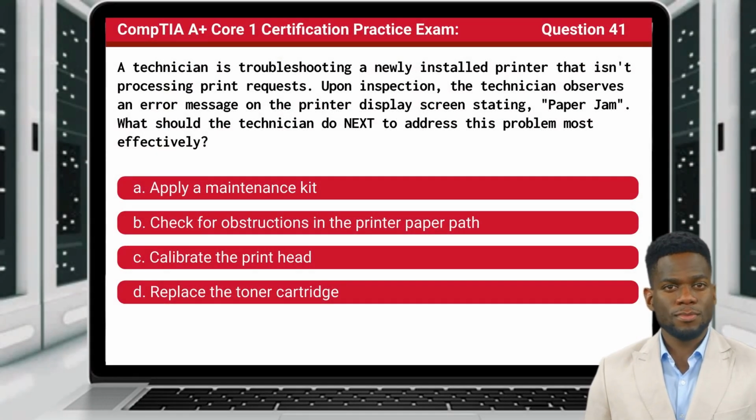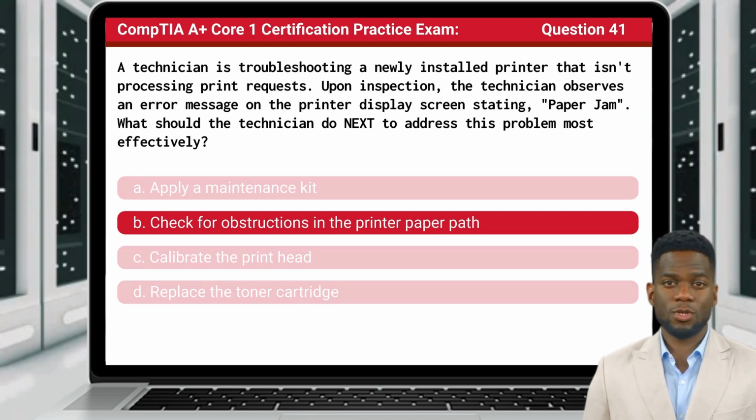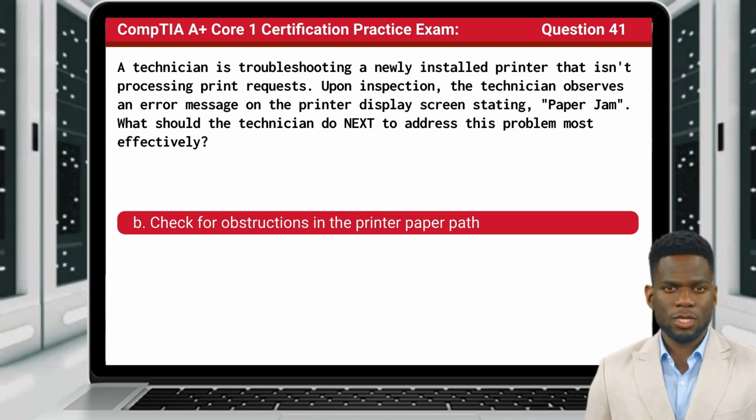Question 41. A technician is troubleshooting a newly installed printer that isn't processing print requests. Upon inspection, the technician observes an error message on the printer display screen stating, "Paper jam." What should the technician do next to address this problem most effectively? The answer is B. Check for obstructions in the printer paper path.